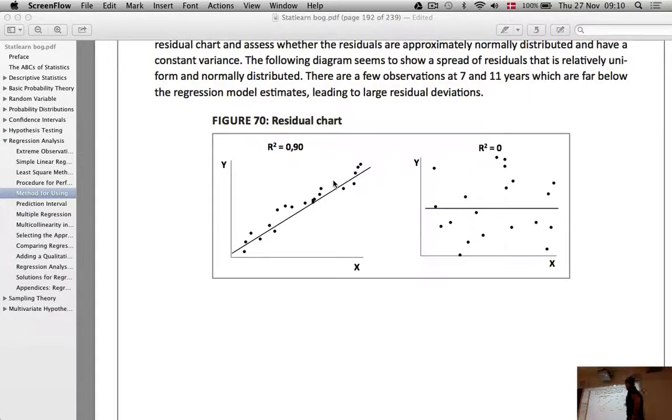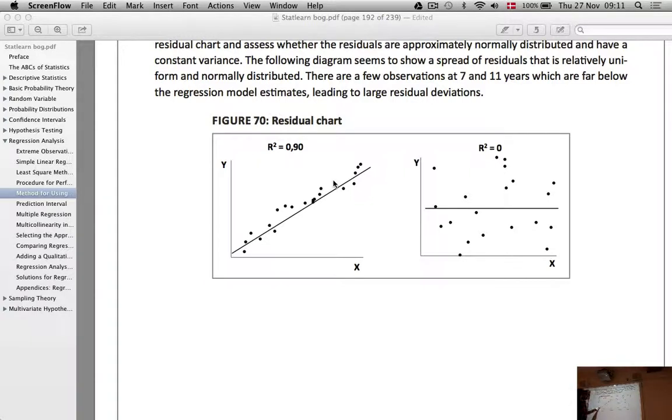Okay, so the R square value would be 0 if we performed a regression analysis in this case, because there's no discernible pattern. All the observations are scattered around completely randomly, and you can see the regression line is quite flat. So we would have an R square value here of 0.